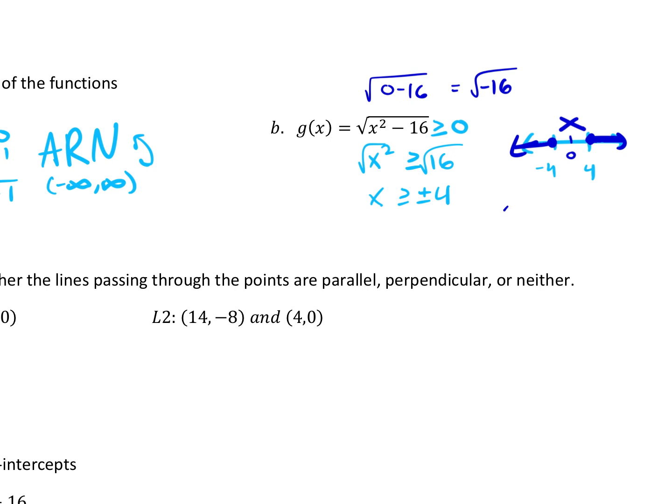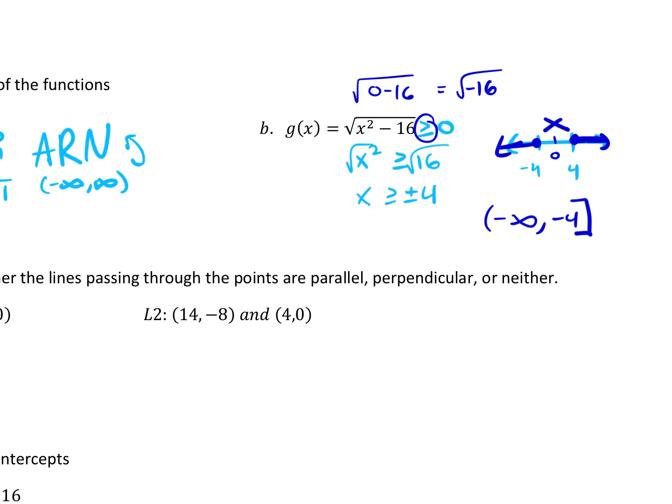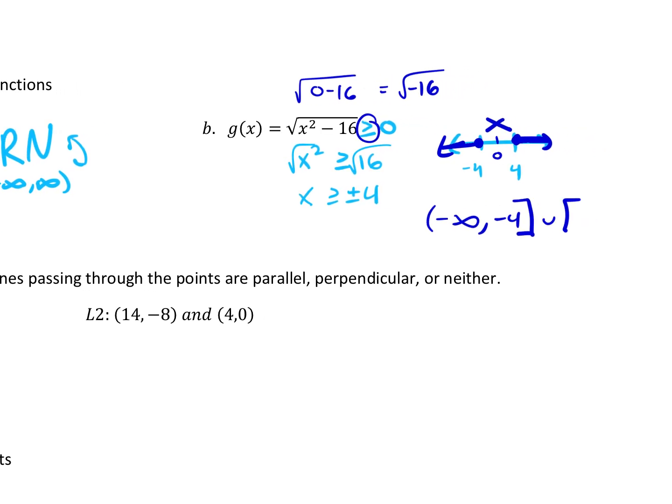So here, our answer would probably be from negative infinity to negative 4 with a bracket because it's greater than or equal to, and then from 4 to infinity if it wrote it in interval notation.